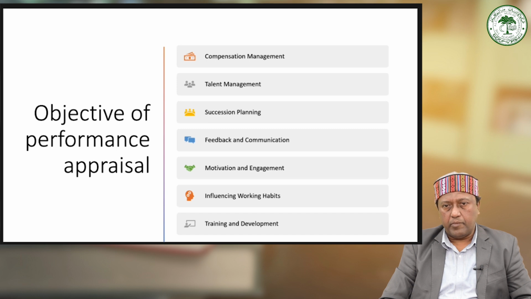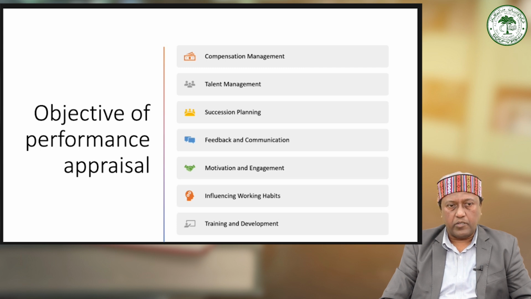Another objective is talent management. Performance appraisal enables organizations to identify employees' strengths and weaknesses, allowing them to match individuals with the most suitable job roles. By placing the right person in the right job, organizations can optimize workforce productivity and job satisfaction.